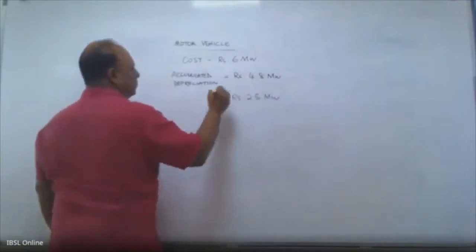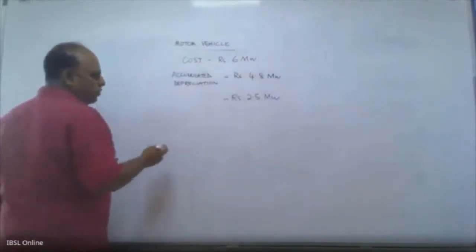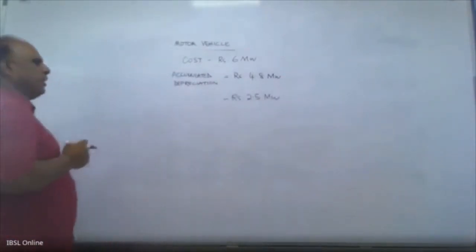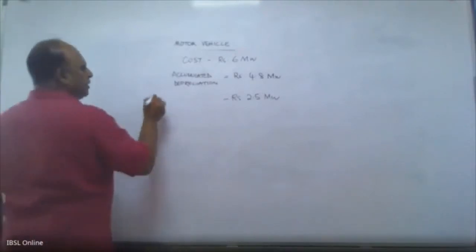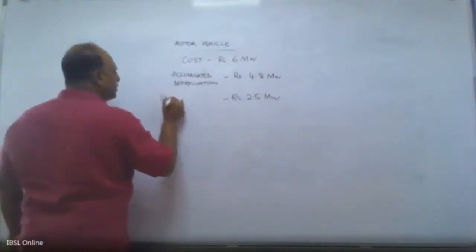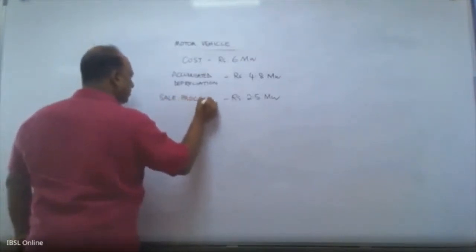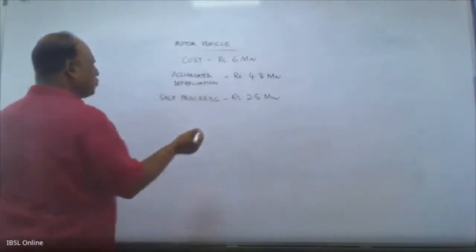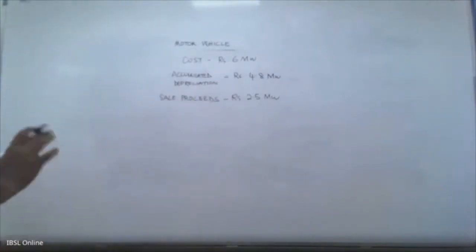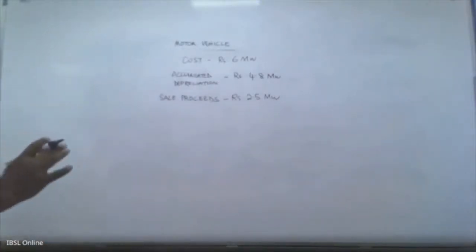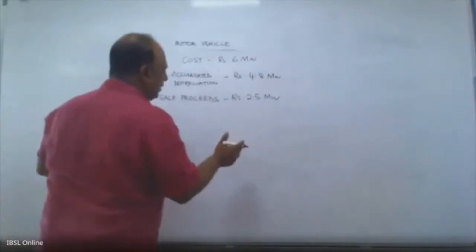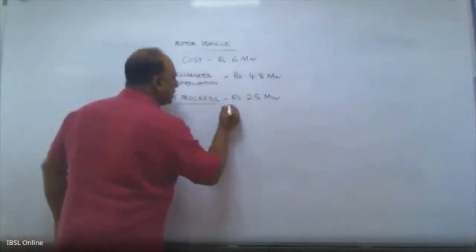2.5 million. So he is going to give you rupees 2.5 million and take this asset away. That we call it as sale proceeds. Because you are doing a disposal or a sale, but this is not a business sale as such. You are selling the fixed asset. So you have sale proceeds and it is 2.5 million.